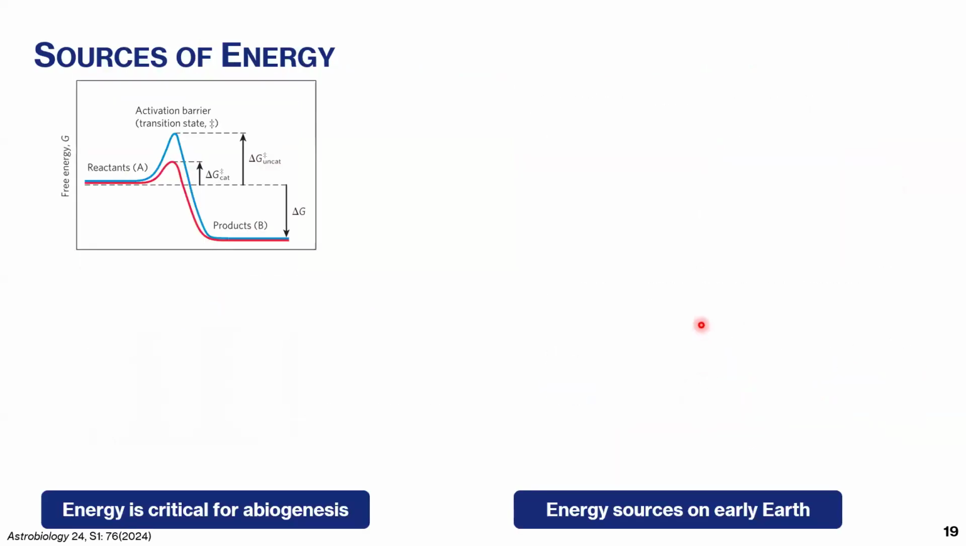So energy is the critical ingredient for abiogenesis, as it enables the generation and maintenance of biological matter. The higher the amount of energy needed for a reaction to proceed, which is called activation energy, the less likely it is to occur spontaneously. The activation energy can be lowered by a catalyst, which itself is not consumed, thereby increasing the rate of the reaction.